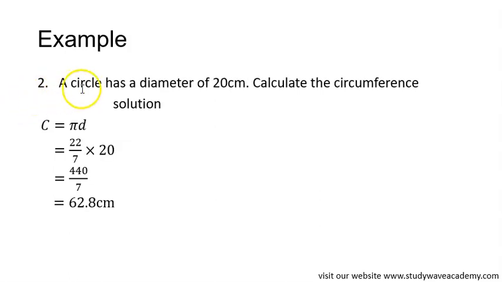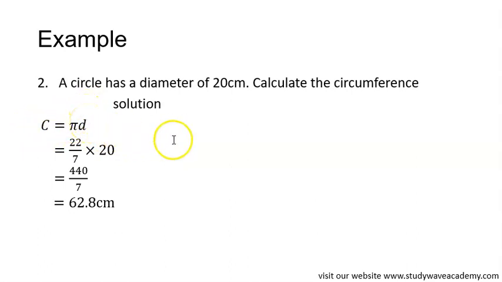Here we have a circle with a diameter of 20 centimeters. Calculate the circumference. Now we are looking for the circumference of the full circle, okay? The perimeter of the full circle. Remember, the circumference is still the perimeter. We have to calculate the perimeter of the full circle because it's a diameter now, that line from one end of the circle to the other end, okay? So we're going to be using the diameter formula in finding the circumference. C equals pi d.